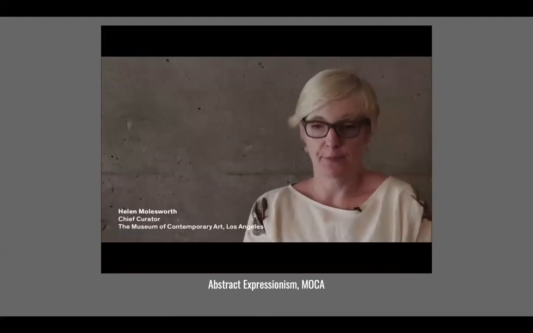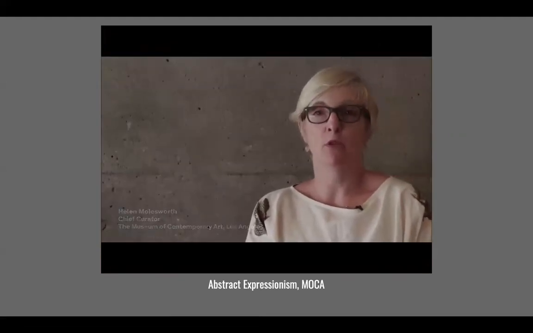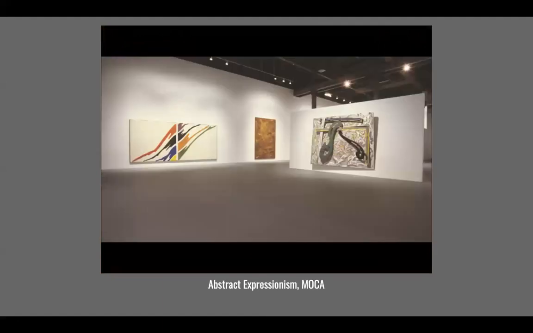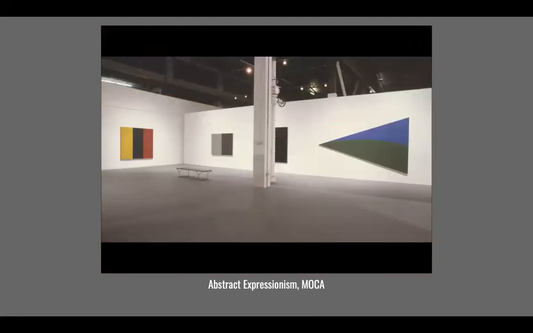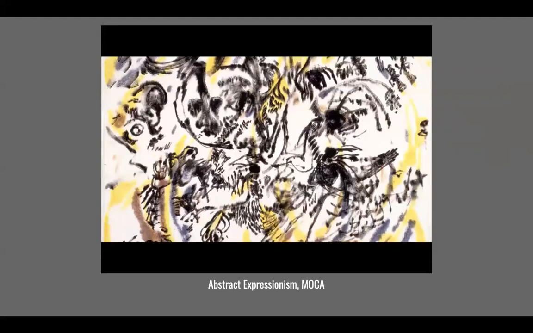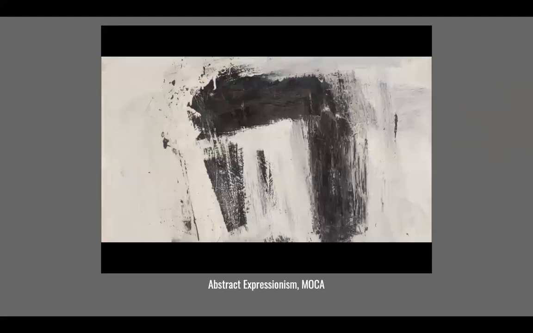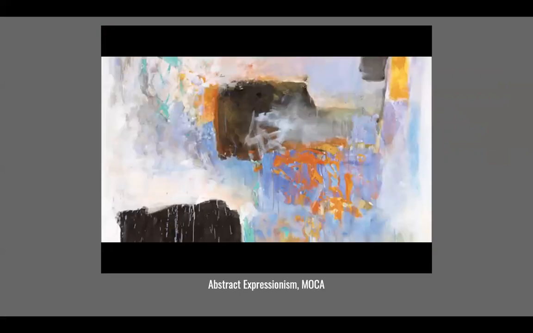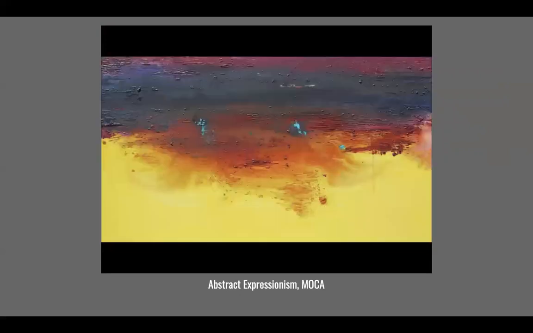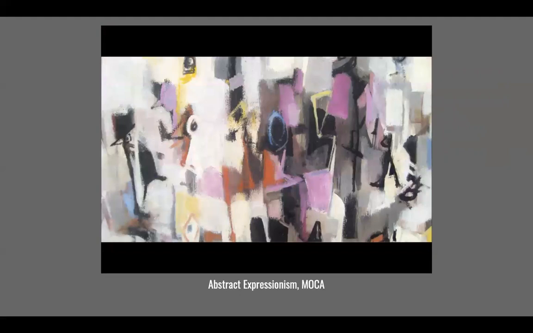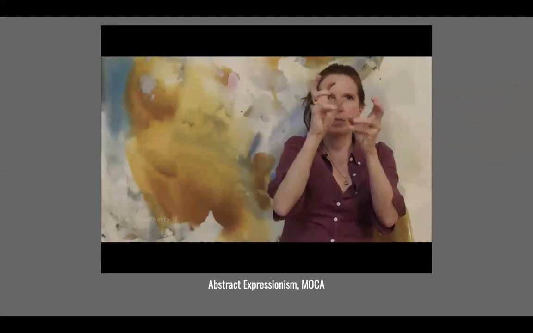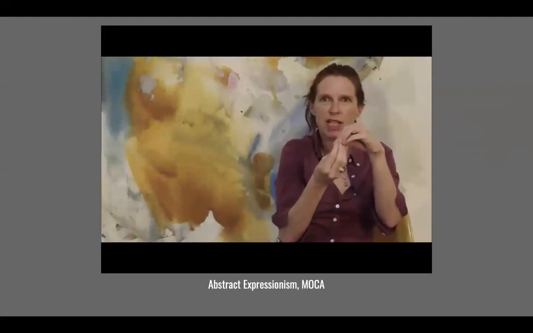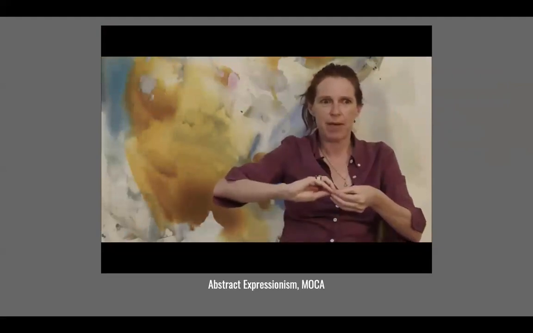Abstract Expressionism is a painting movement that developed in the late 1940s and early 1950s in and around New York. Willem de Kooning, Jackson Pollock, Franz Kline, Lee Krasner, Joan Mitchell, Helen Frankenthaler, Adolf Gottlieb, Norman Lewis. How do all these people come together in New York at this time?